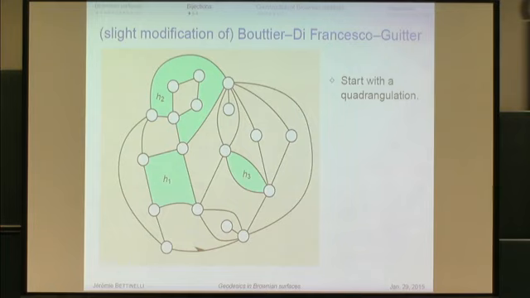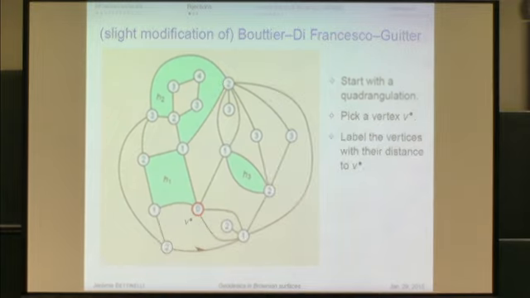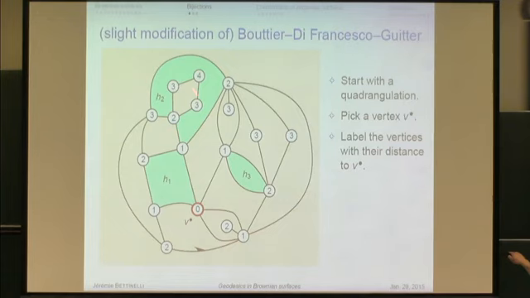And the idea is to do that. You first select a vertex, this one, for example. And then you label all your vertices by the distance between your vertex and the selected vertex. So for example, this vertex has label 3 because it's at distance 3 from the red vertex. So that's the first thing to do.